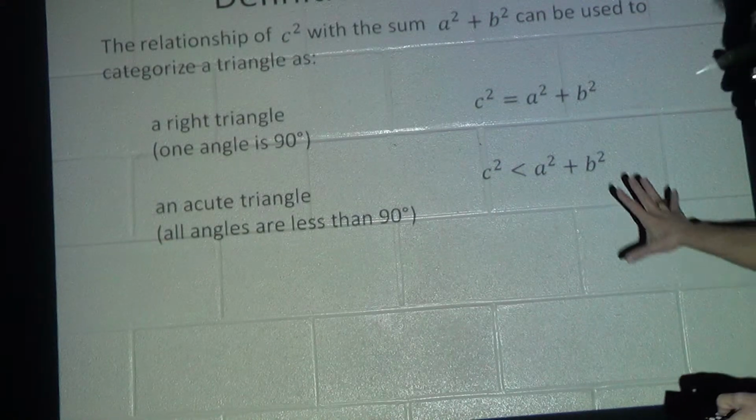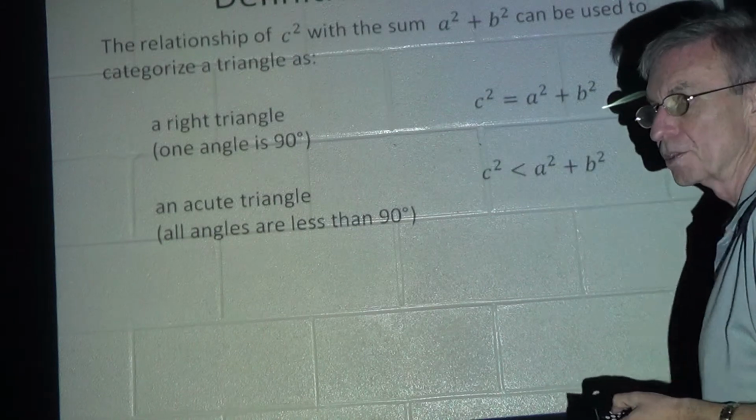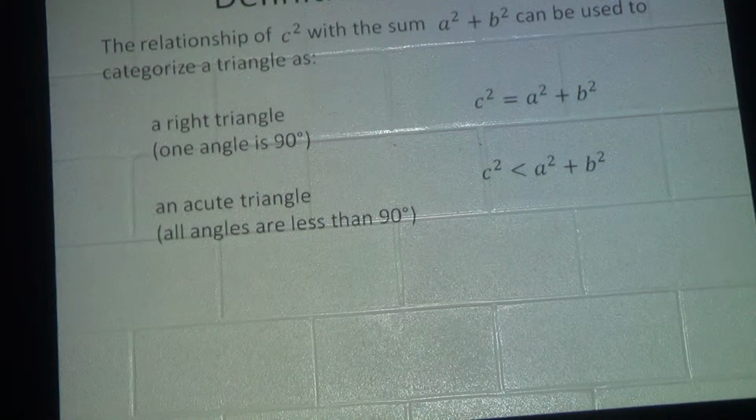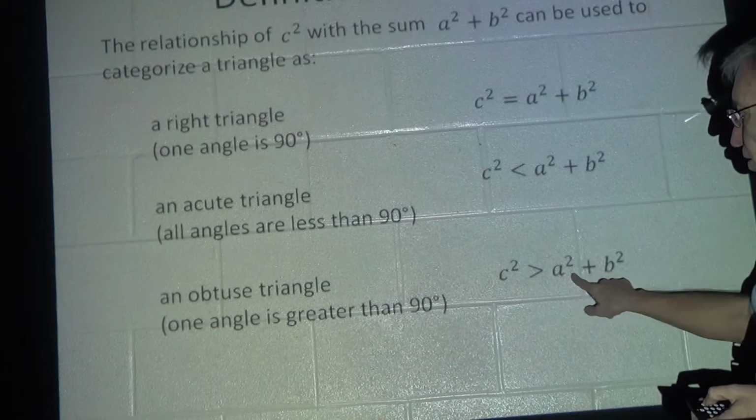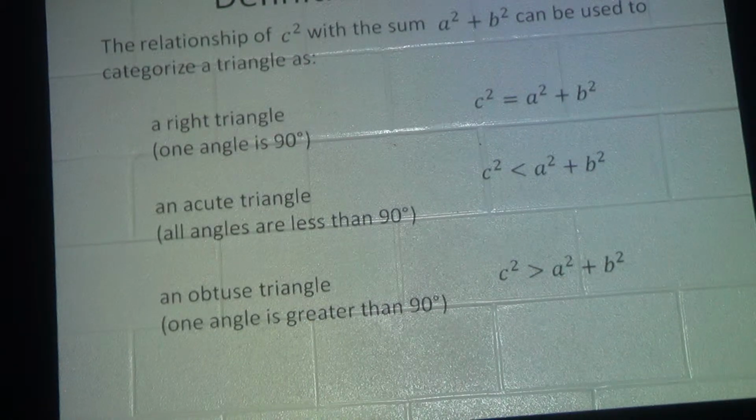And it's very important that you do these with the c on the left. Otherwise, you're going to get confused as to which way these inequalities are pointing. An obtuse triangle is just the opposite. So c squared is greater than a squared plus b squared if it's obtuse.